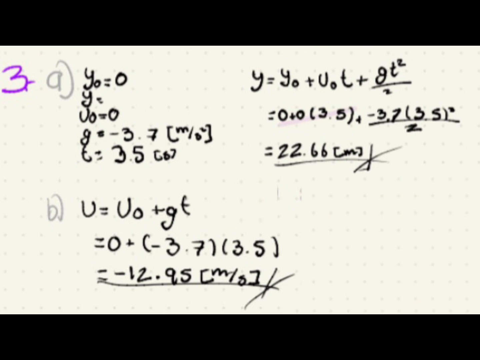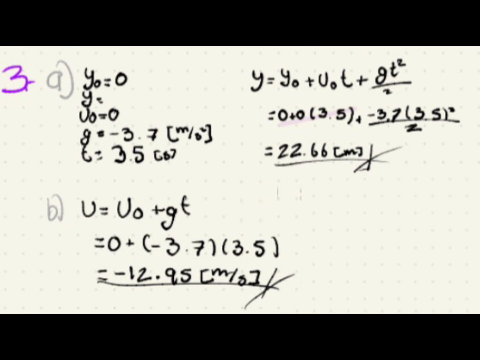A. In the last problem, we will need to obtain first the height of the second building. We need the formula y equals y0 plus v0y t plus g t squared over 2. We substitute the values: y equals 0 plus 0 times 3.5 plus minus 3.7 times 3.5 squared over 2. This also happens in the B of the first question: the zeros are cancelled and everything else stays the same. The result is 22.66 meters.